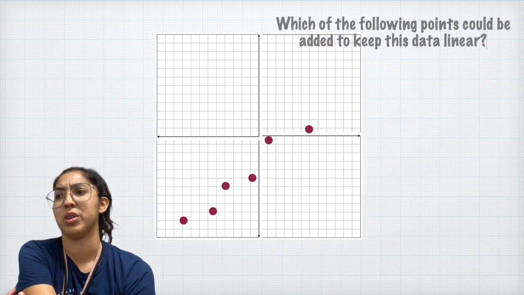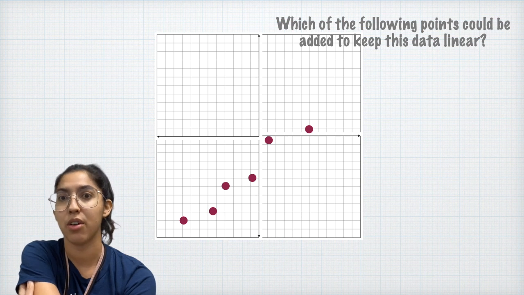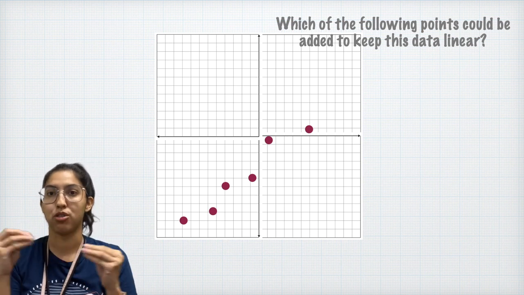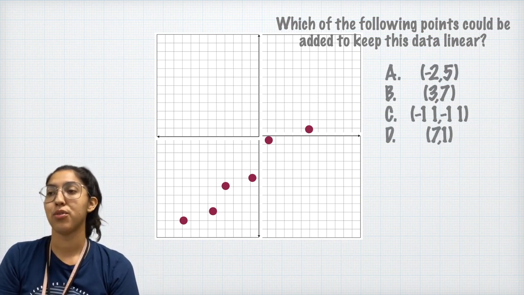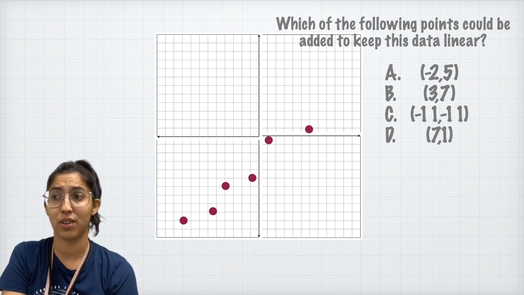Okay, so let's look at this data. What if we have this question? Which of the following points could be added to keep this data linear? So we want to know, if I add another coordinate point to this, how could I still make it a straight line or a linear relationship? So I have these 4 points. A is -2, 5, B is 3, 7, C is -11, -11, and D is 7, 1.